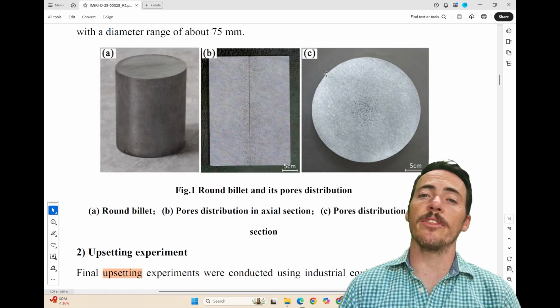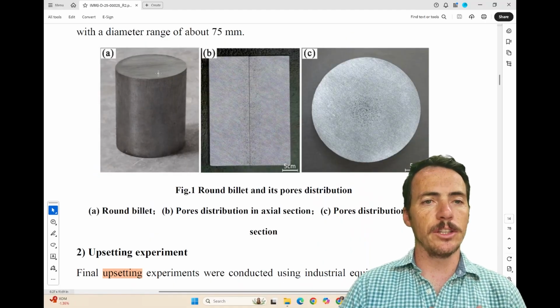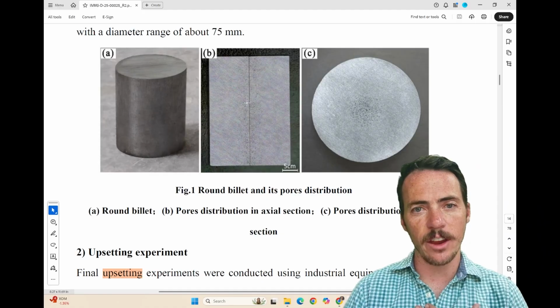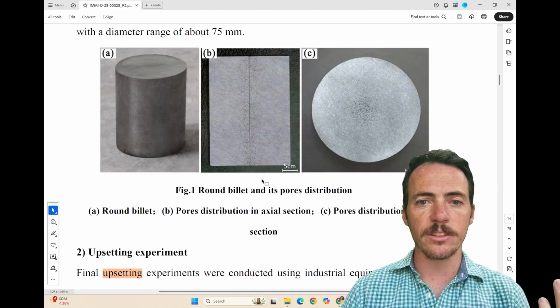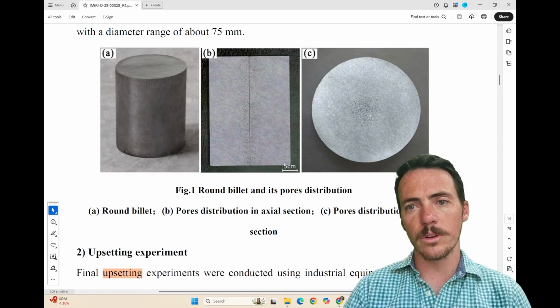If you're less familiar with it, take a look at this first figure. Here they're showing you actual as cast billets, right? And you look at the thing, it looks fine, but then you take a cut down the axial section and you see that there in the middle, there's a bunch of little specks, and those are pores that are left over. Here's a radial cross-section on the right. You see a bunch of those ones in the middle there.